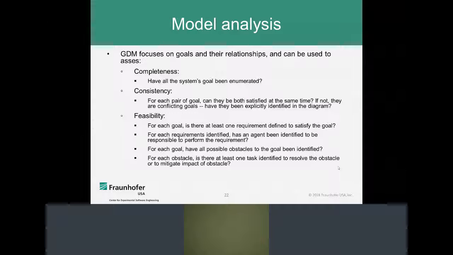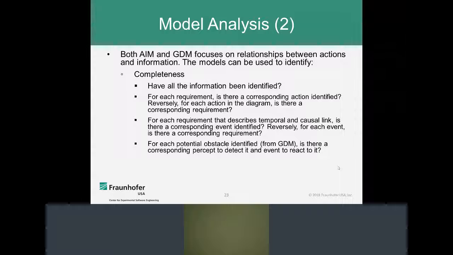And we go to the next slide. So the agent interaction model is all about the agents and the information. You want to make sure that you've identified all the information that is shared between agents, such as what are the messages that need to be passed between agents? Are there any percepts that are used by multiple agents? And then are those percepts actually meant to be the same thing? Are they interpreted the same way?